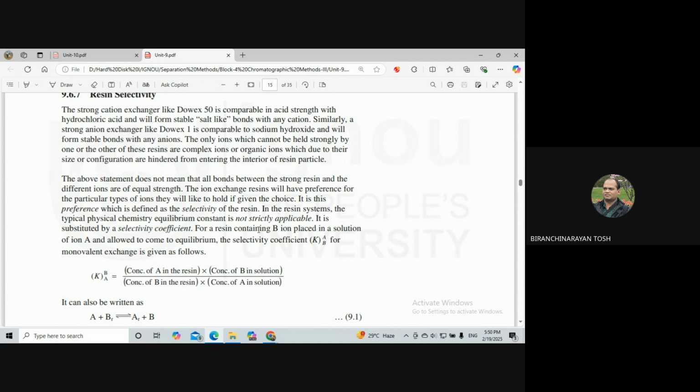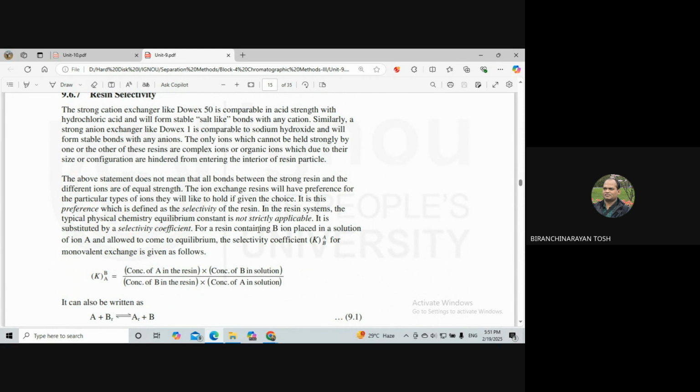This statement does not mean that all bonds between the strong resin and the different ions are of equal strength. The ion exchange resin will have a preference for the particular type of ions it will hold if given the choice. So it is this preference which is defined as the selectivity of the resin. In resin systems, the typical physical chemistry equilibrium constant is not strictly applicable. It is substituted by the selectivity coefficient.